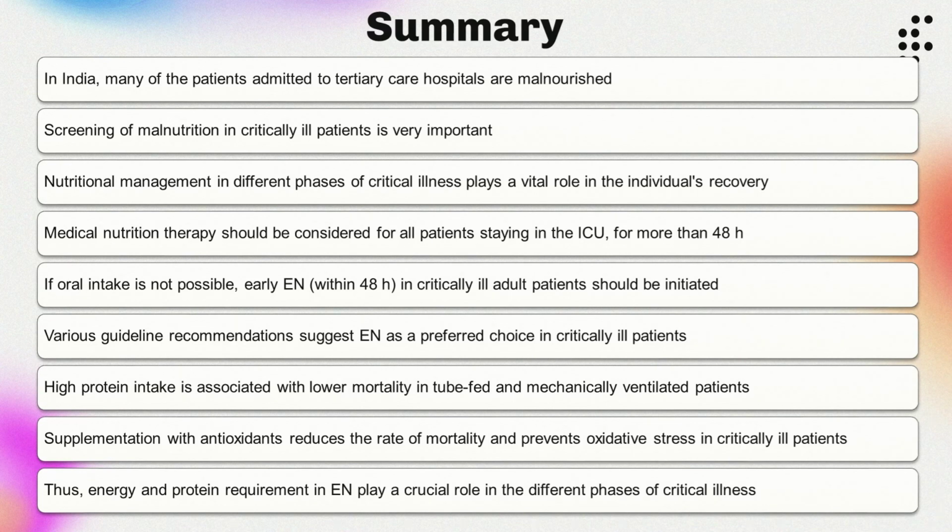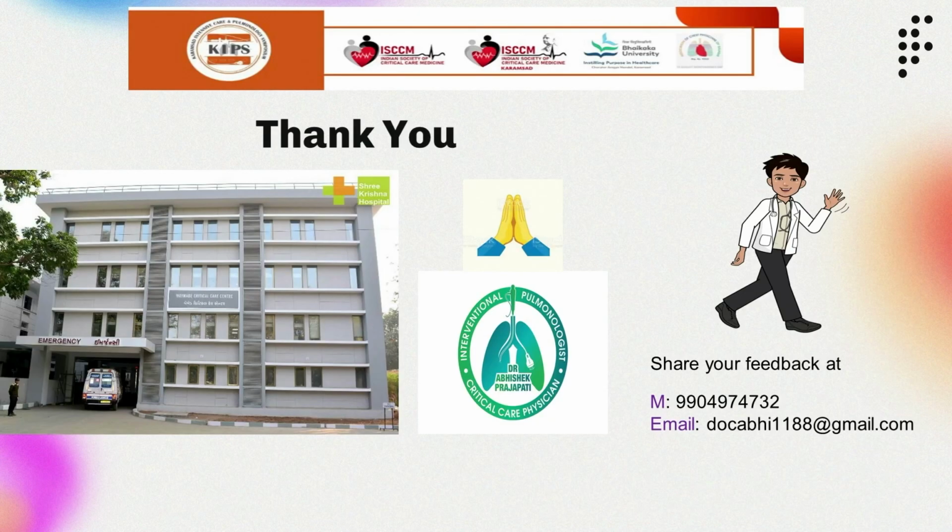If oral intake is not possible, early EN within 48 hours in critically ill adult patients should be initiated. Various guideline recommendations suggest EN, enteral nutrition, as the preferred choice in critically ill patients. High protein intake is associated with lower mortality in tube-fed and mechanically ventilated patients. Supplementation with antioxidants reduces the rate of mortality and prevents oxidative stress in critically ill patients. And thus the energy and protein requirement in EN plays a crucial role in the different phases of critical illness. So if there are any questions, I am open.